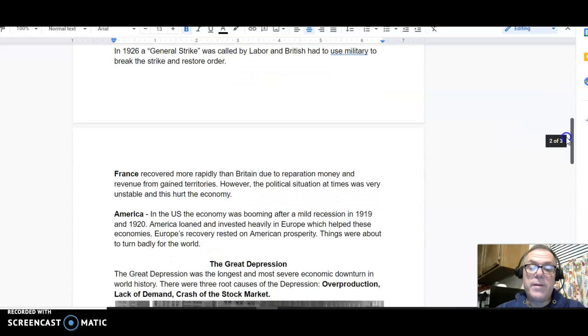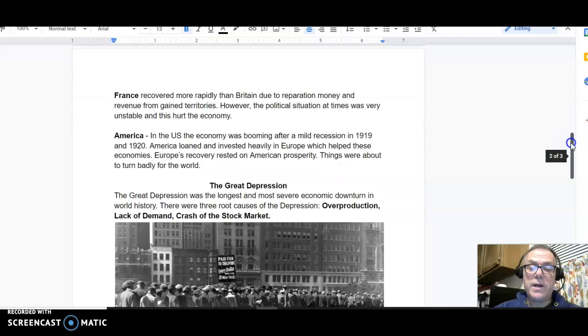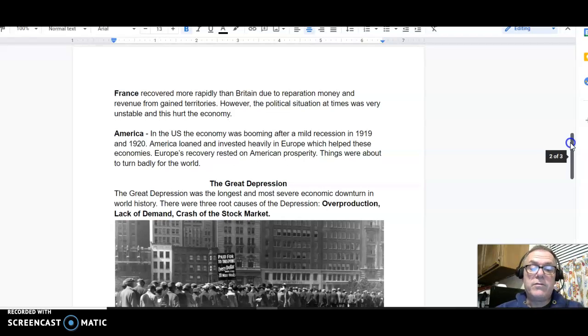France was also pretty bad. It recovered more rapidly than the British due to the reparation money and some territories that they had gained. However, the political situation at times was very bad, and this hurt the economy. In America in the 1920s, the economy is booming. After a mild recession in 1919 and 1920, when all the soldiers come back and they're looking for jobs, America got rolling, and they started loaning and investing heavily in Europe, which helped the European economies.